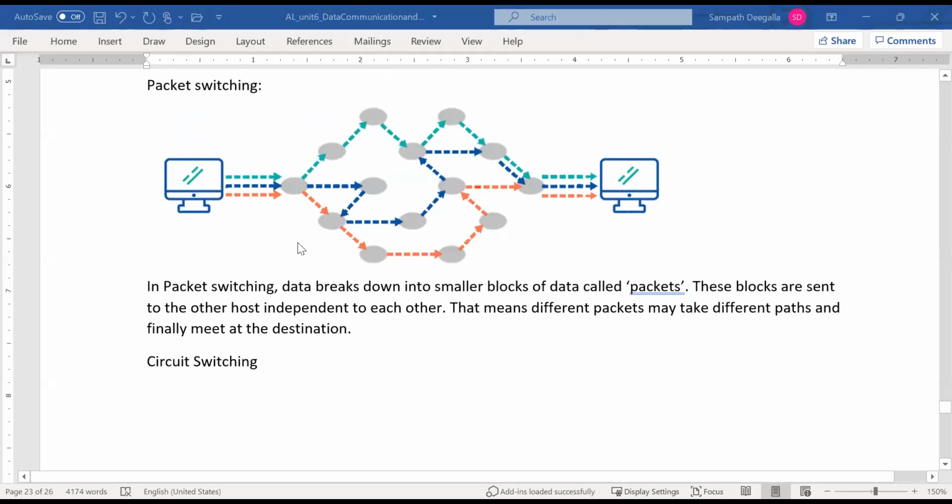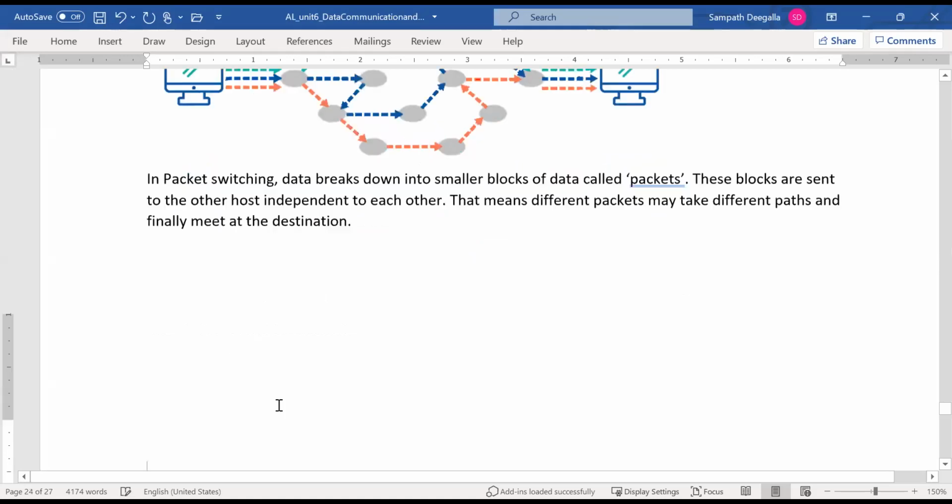So there are two ways you can send a message from one place to another place. First one we call packet switching. In packet switching, the message is broken into several packets, and packets can independently go through the other networks and reach the destination, right? So that's what you see here. The three packets are represented in three colors. You see they are taking different paths, but at the end it will reach. So this is called packet switching.